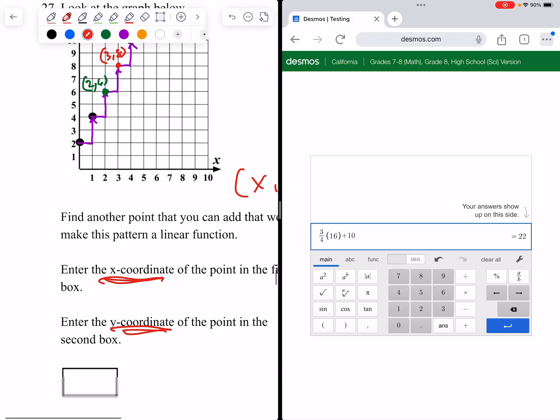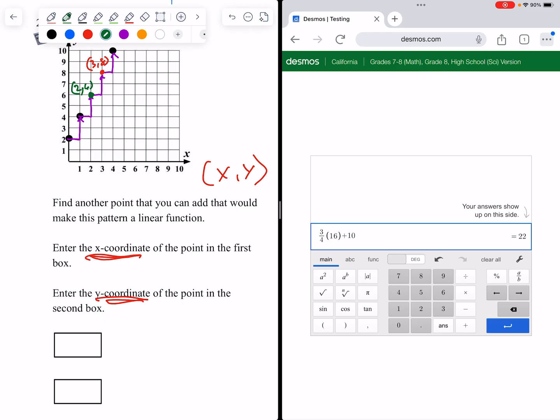So I'm going to use the green one just because it's first. So my x was 2 and 6. Or you could have said 3 and 8. Either one of those would have been correct. Okay.